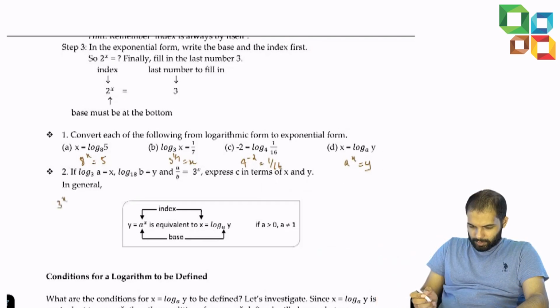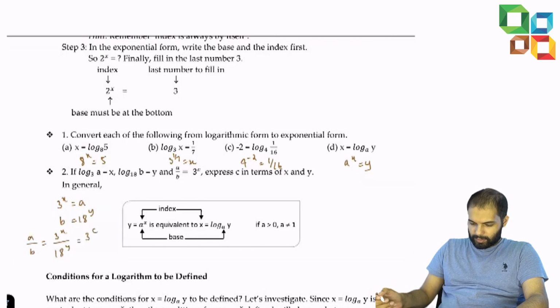We'll write down the definition first. 3 power x is a, right? Then what else do we know? b is equal to 18 power y. So a by b is equal to 3 power c. So we can write 3 power x by 18 power y is equal to 3 power c. Then simplify it. How should I divide and simplify this one?